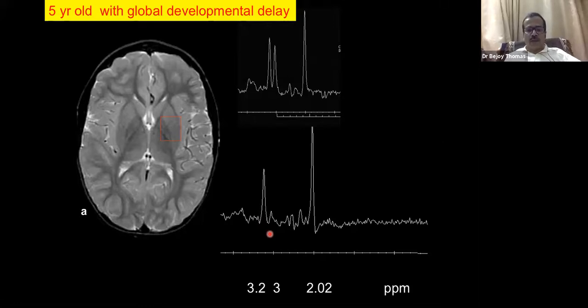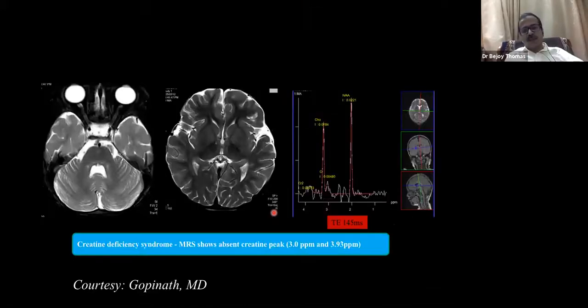And so when you see this is a normal 3 ppm, I put a normal spectrum here in order to have a reference. And you see, you're not seeing a peak at 3 ppm, and it can actually come back after treatment if the patient is responding. It's another case given to me by Dr. Gopinath from Chennai. Another case, MR is relatively looking normal, and the patient has global developmental delay and seizures.